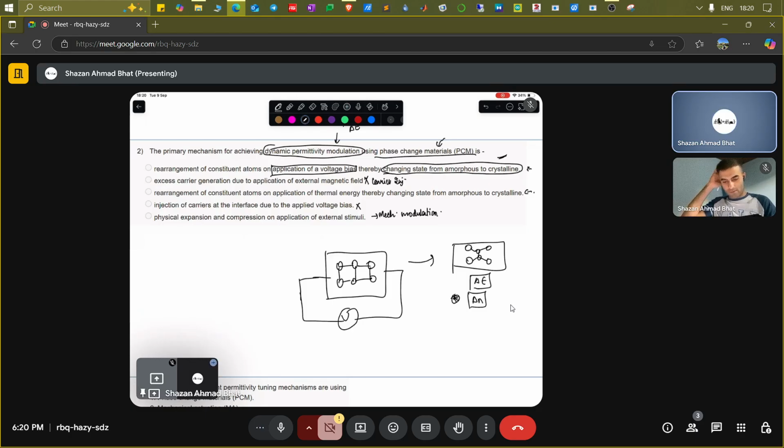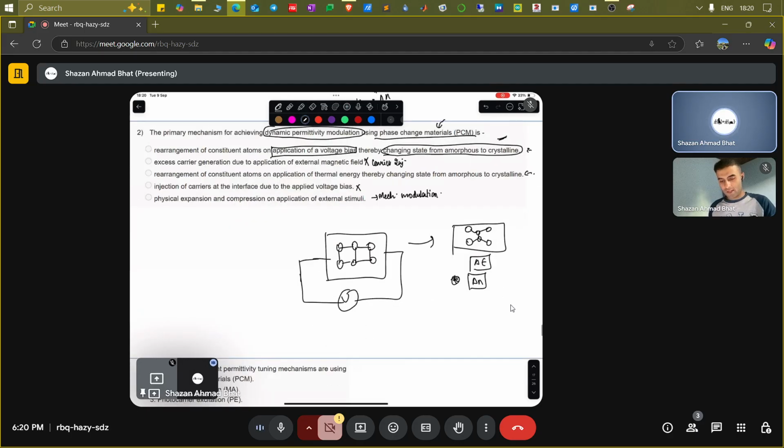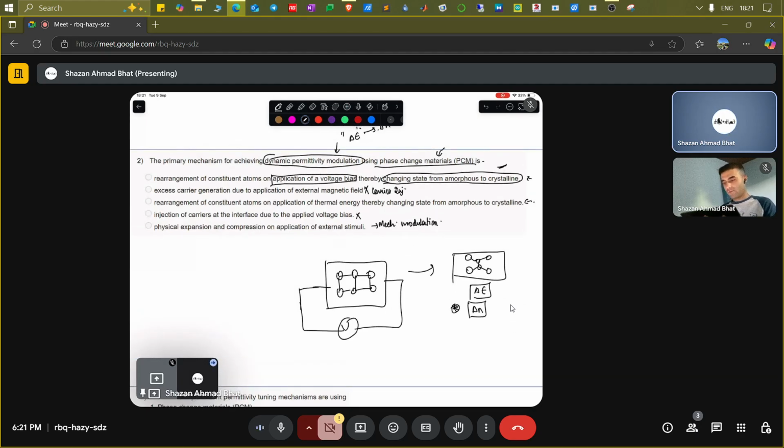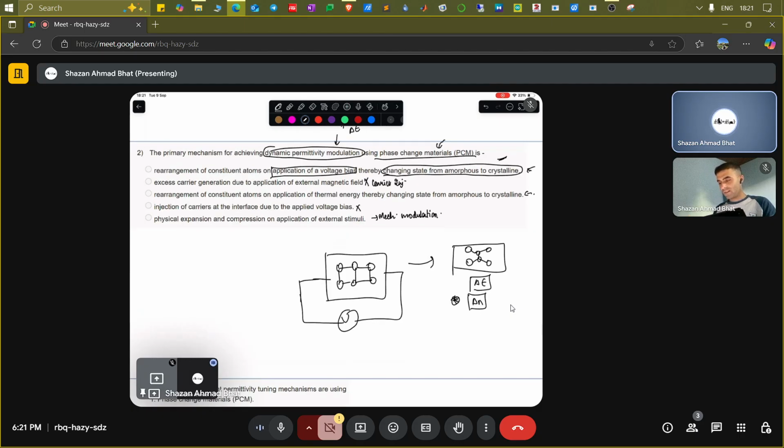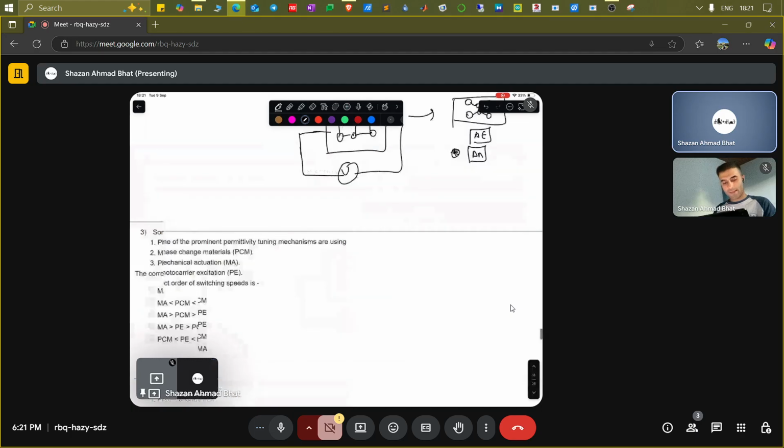Application of thermal energy. Okay, but phase change can be brought about even by thermal energy. I don't exactly understand what they mean, whether there's a particular definition that it can happen under the voltage or thermal. Yeah, let me just check it. But I guess this should be the answer of this question.